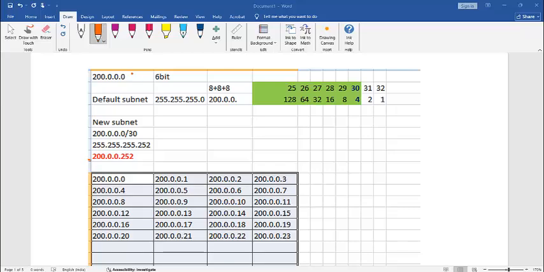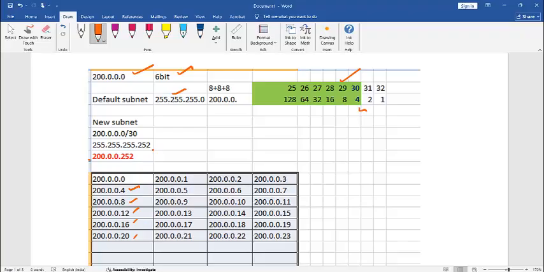Right, the homework sum. 200, 6 bits given, default subnet mask, and 6 bit is this. So the increment value will be 4 in the third octet. So this is correct.